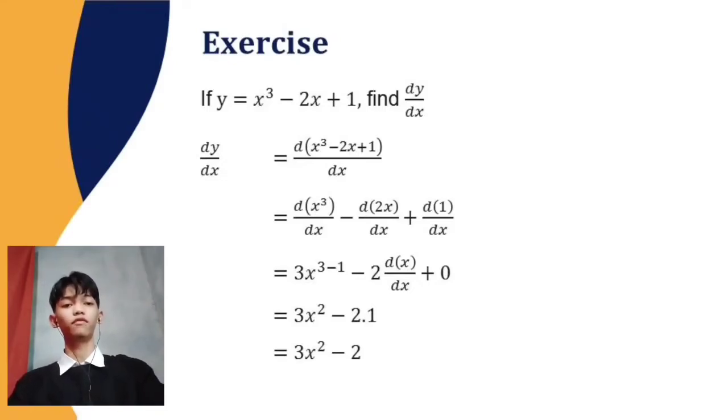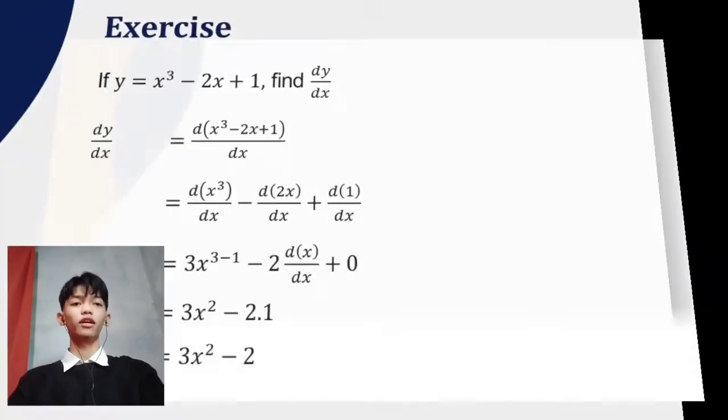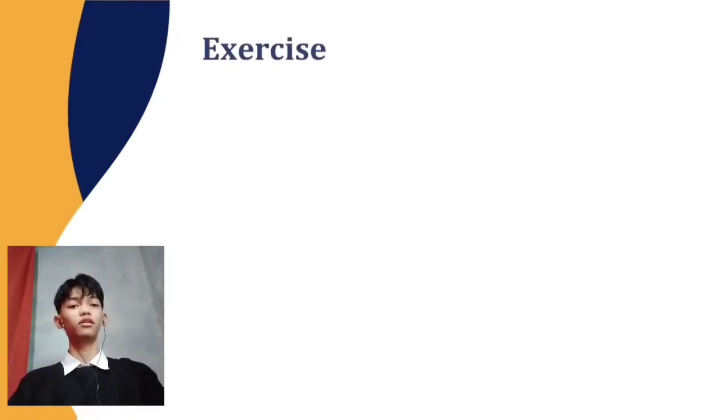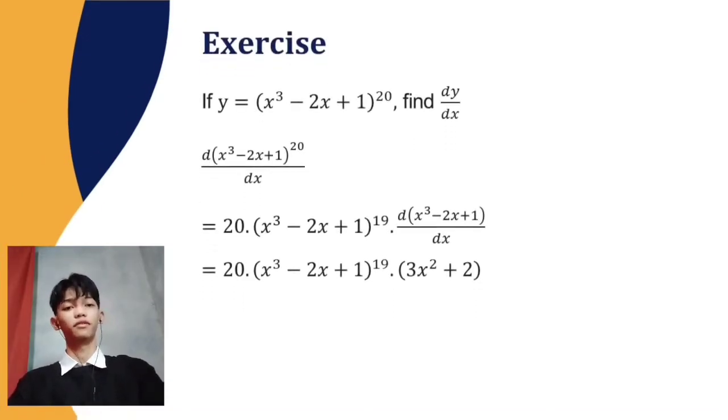And then the final result, we get the derivative of x cubed minus 2x plus 1 is going to be 3 times x squared minus 2. Okay, let's move to the next example.